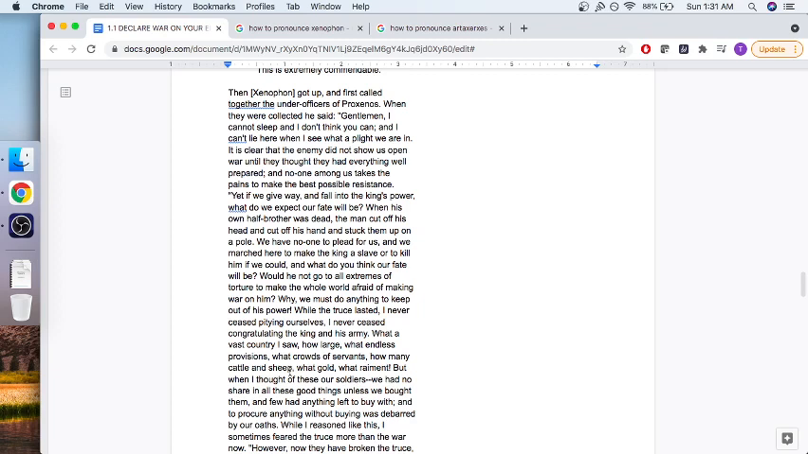It is clear that the enemy did not show us open war until they thought they had everything well prepared, and no one among us takes the pains to make the best possible resistance. Yet, if we give way and fall into the king's power, what do you expect our fate will be? When his own half-brother was dead, the man cut off his head and cut off his hand and stuck them on a pole. We have no one to plead for us, and we marched here to make the king a slave or to kill him if we could.